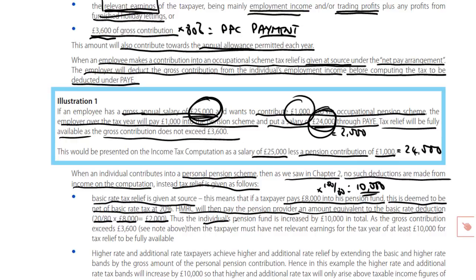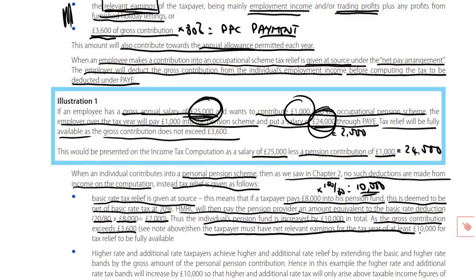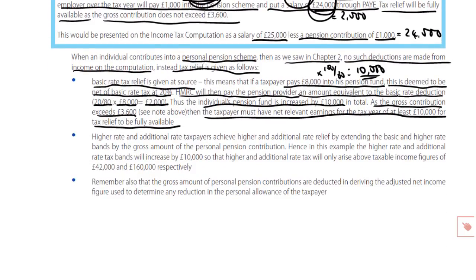So the individual's pension fund, as we've just said, gets £10,000, and as the gross contribution exceeds £3,600, again we had that note up here of course, the taxpayer must have net relevant earnings for the tax year of at least £10,000 for tax relief to be fully available. And again, we would anticipate, wouldn't we, that we will have such net relevant earnings. But again, we need to check. Right. So you've got your basic rate relief at source.